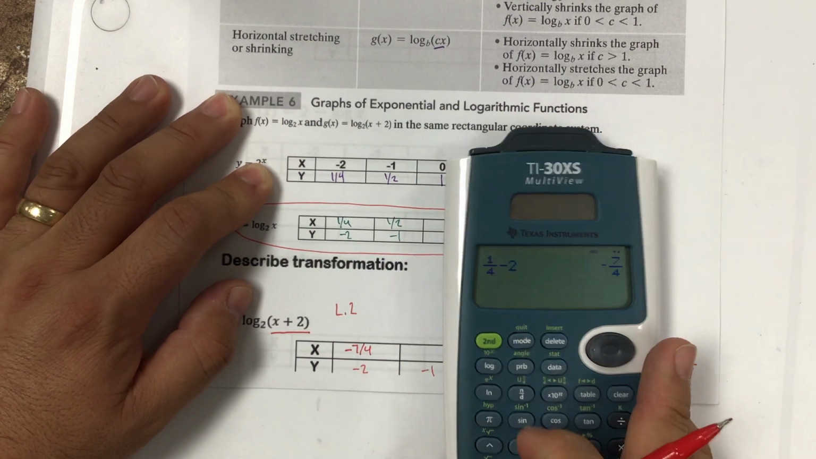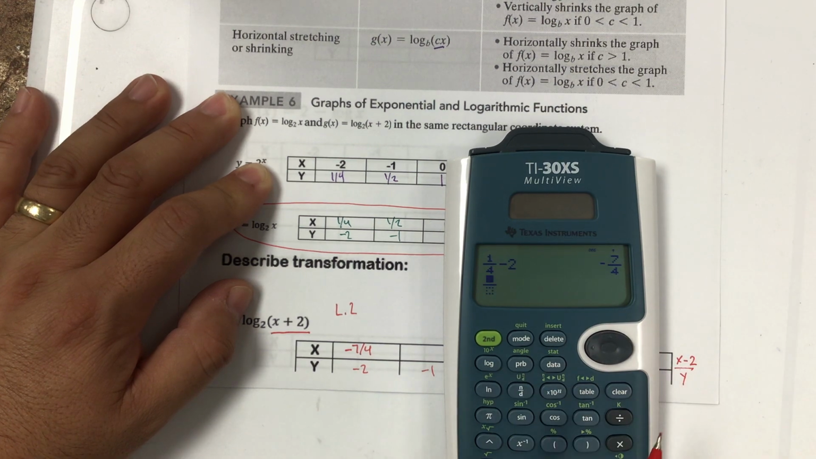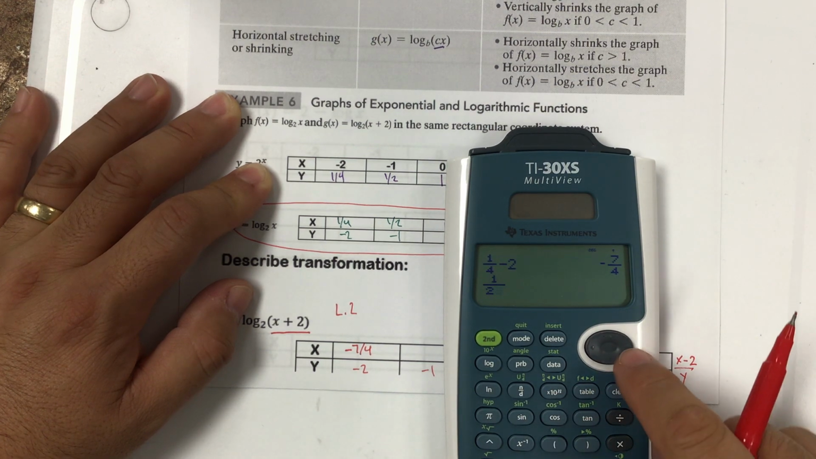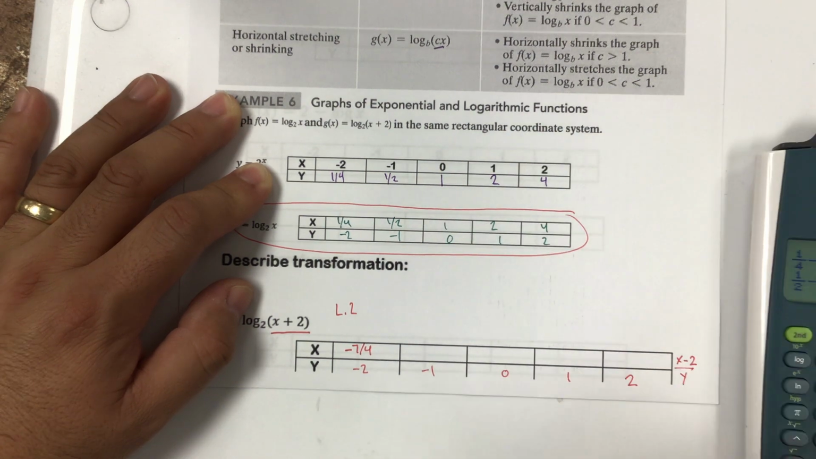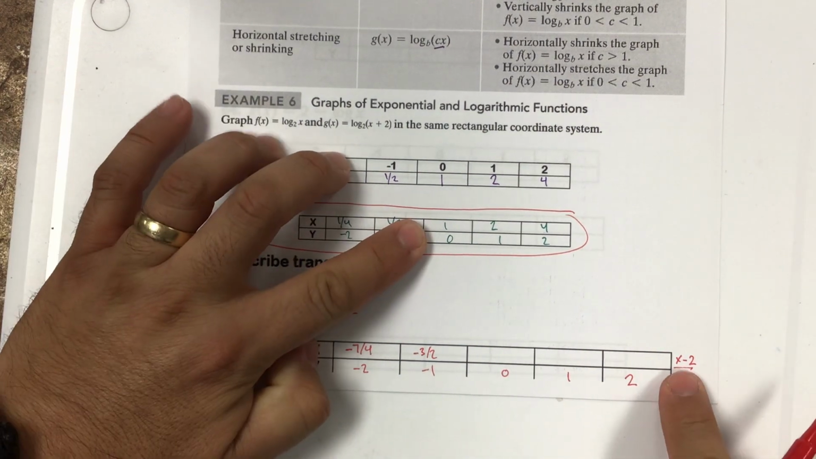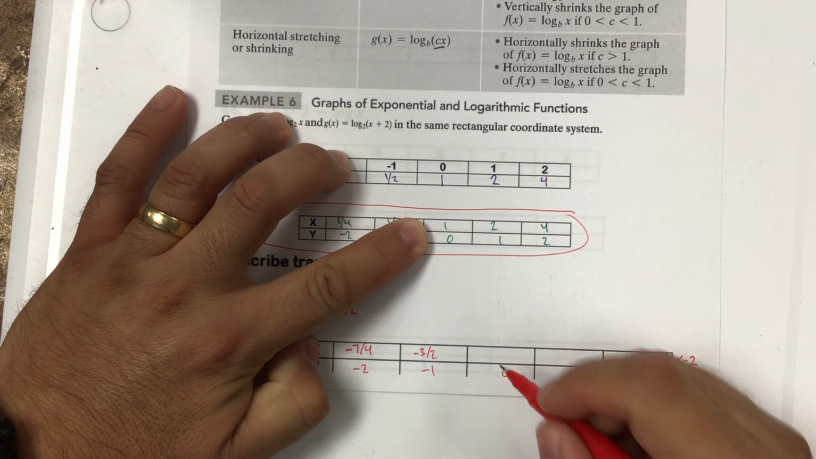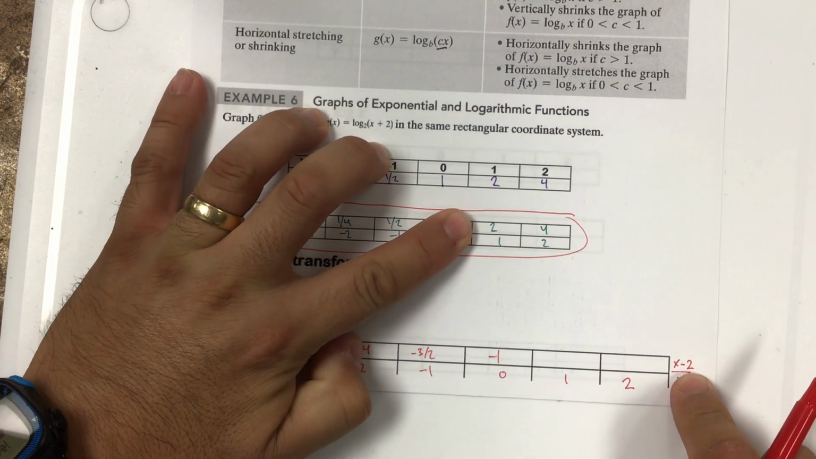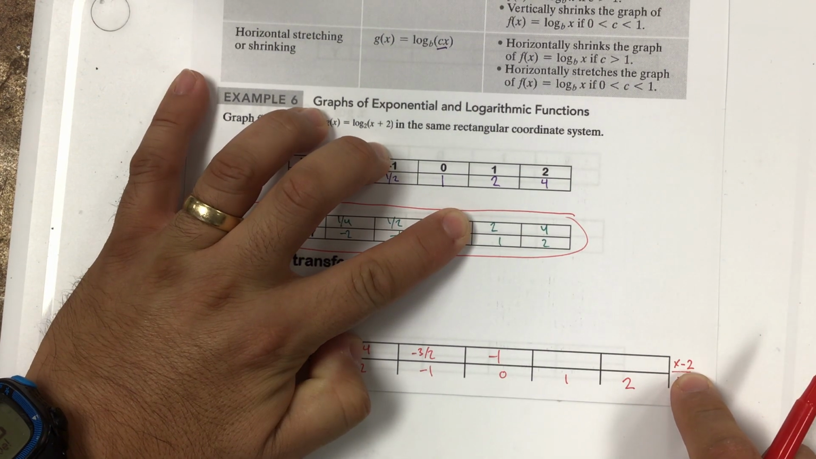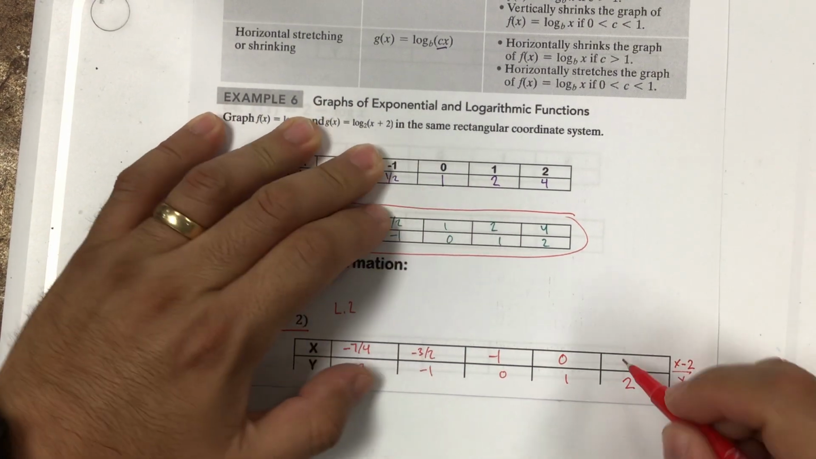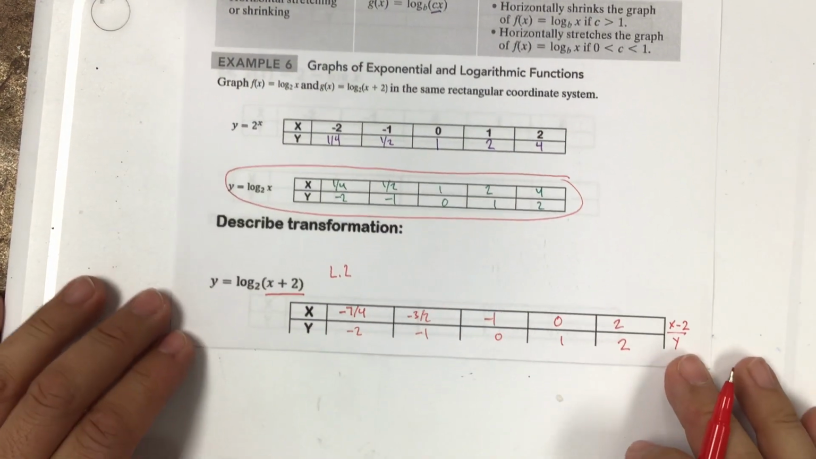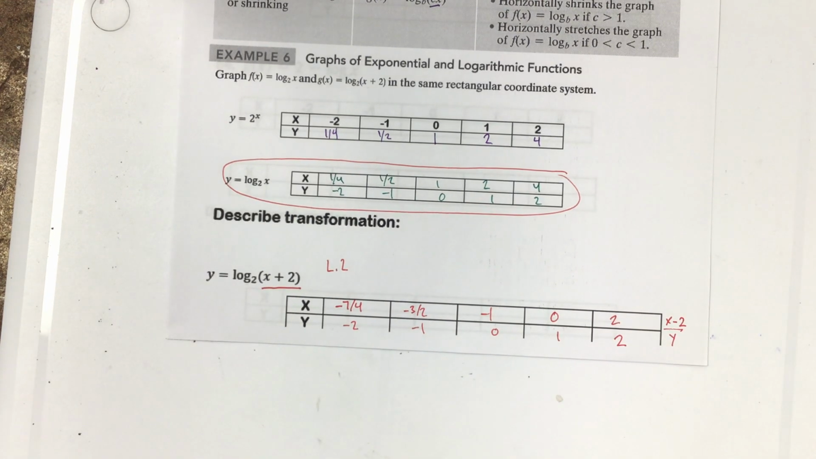And I'm going to do the next one. So 1/2. And I'm going to take away 2 again. And I get -3/2. Now from here, the numbers become whole numbers. So right here, what's 1 minus 2? -1. What's 2 minus 2? 0. What's 4 minus 2? 2. And there is my logarithmic table for the transformation of left 2 units.